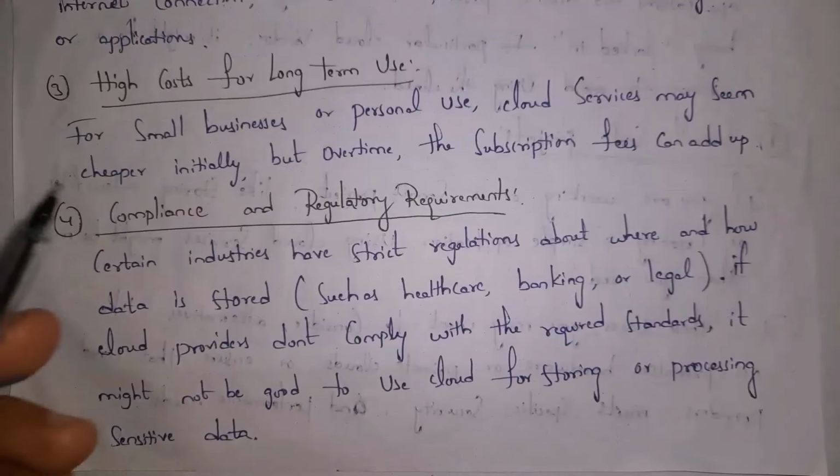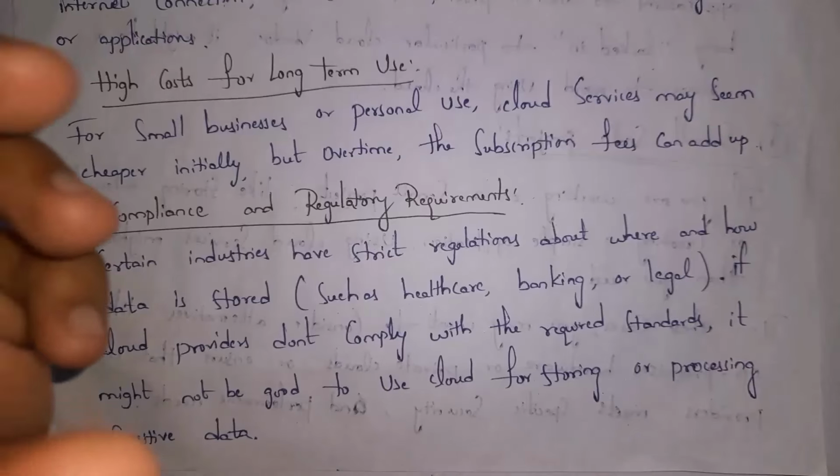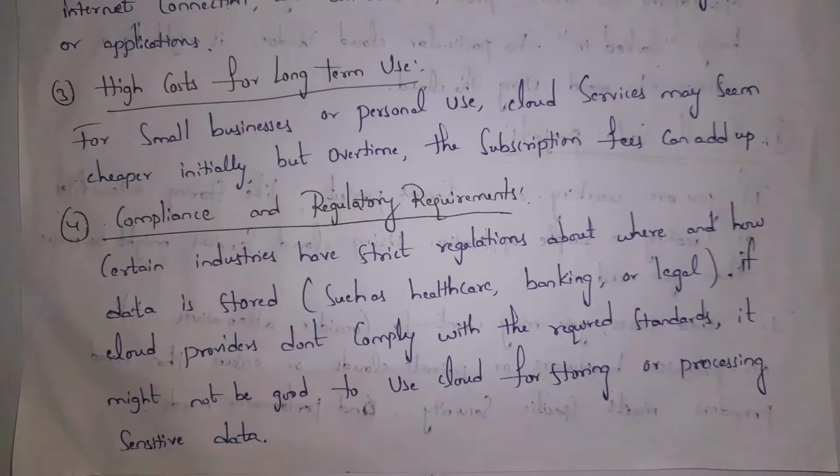And the fourth one is compliance and regulatory requirements. Guys, some companies have very strict regulations regarding where to store data and how to store data. For example, healthcare, banking and legal organizations store data in a particular format in a particular location. If your cloud provider does not accept your required standards, then cloud is not a good choice for storing sensitive data.